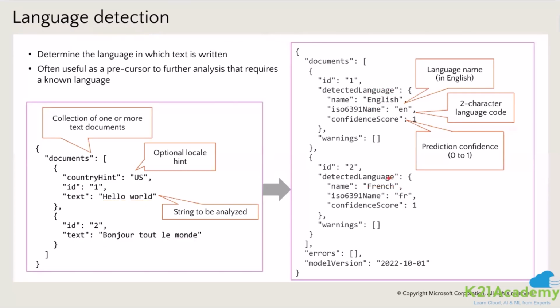With this English and French, we are also able to see the ISO code. For English it is EN, for French it is FR, right? With that, the confidence score of one means 100% here. In this case also, it is 100% sure that this particular text is French, right? So you will get these kinds of results from language detection.